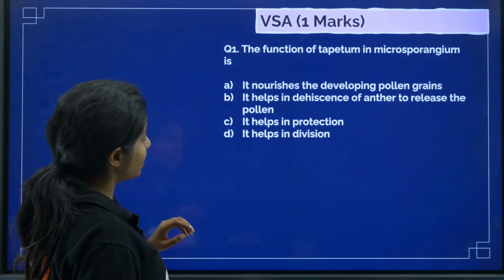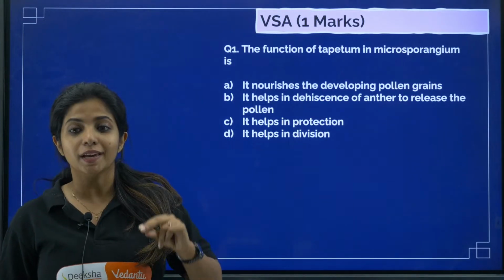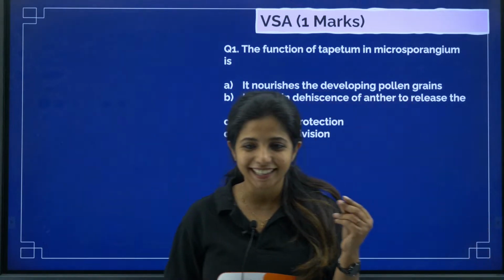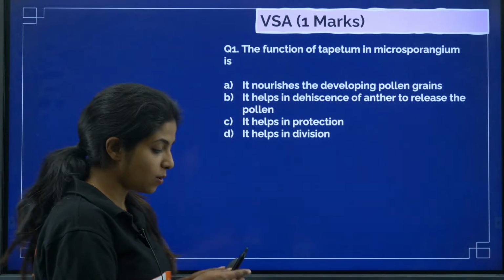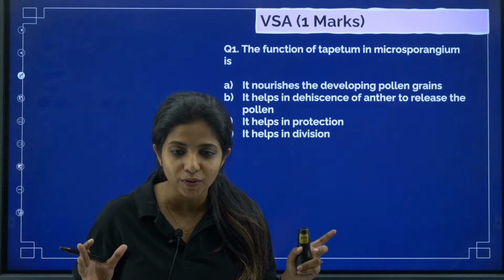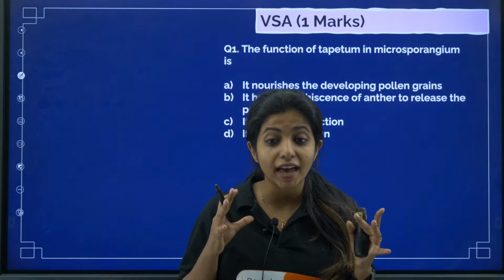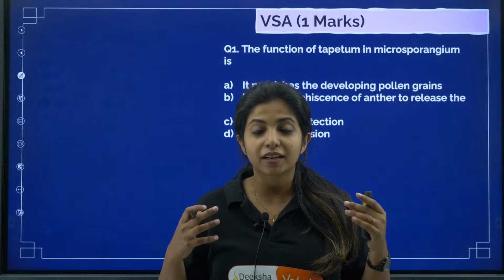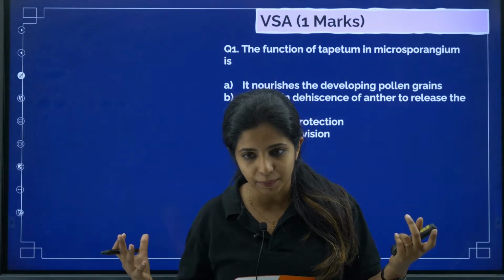And that is the function of tapetum in Microsporangium. What is tapetum and where is it found? In the structure of Microsporangium. I hope you know that Microsporangium is the one where your pollen grains are being formed. And pollen grains have the male gamete, right?